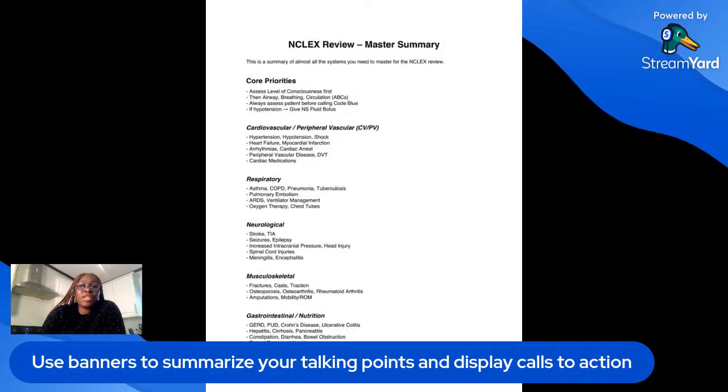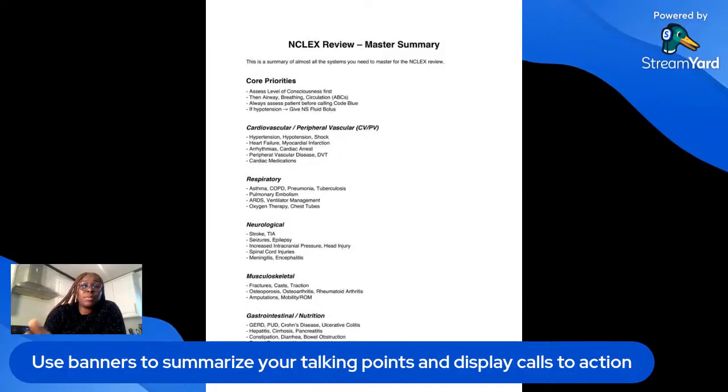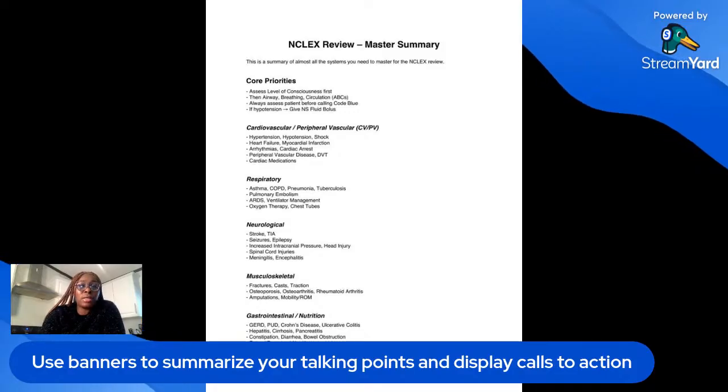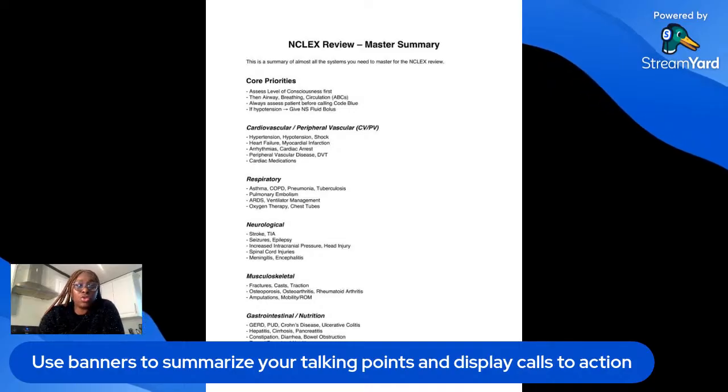Now, if a patient is hypotensive, the major thing we are looking at to help this blood pressure come up is to give fluid, right? So you always have to think of the first thing you should do as a nurse.